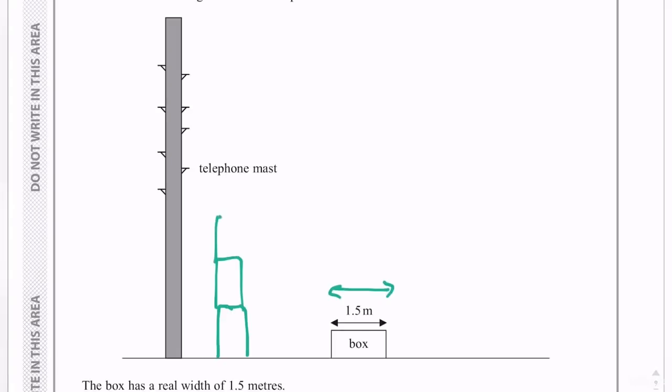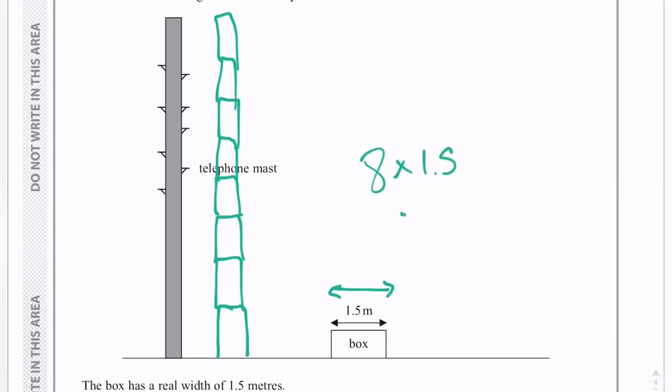So 1, 2, 3, 4, 5, I'm not doing a very good drawing here, 6, 7, let's imagine that 8 fit in. Obviously you'll be able to do a better one on your paper, but if 8 boxes fit into the height of the mast, we do 8 times 1.5, and that would give us a height of 12, and that'd be in metres, so 8 lots of those boxes would fit if we stack them all on top of each other. Again, you'll be able to do a better one there with your ruler, but that's just an idea of how you could go about approaching that question.